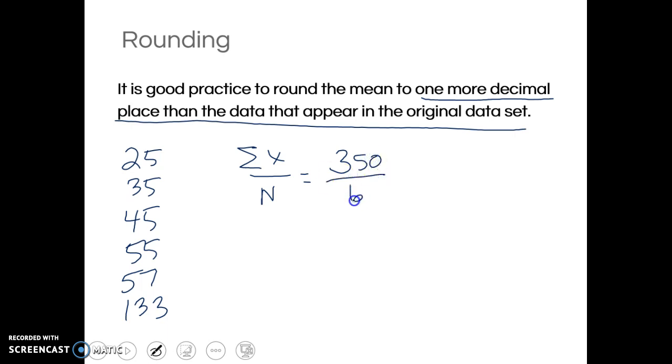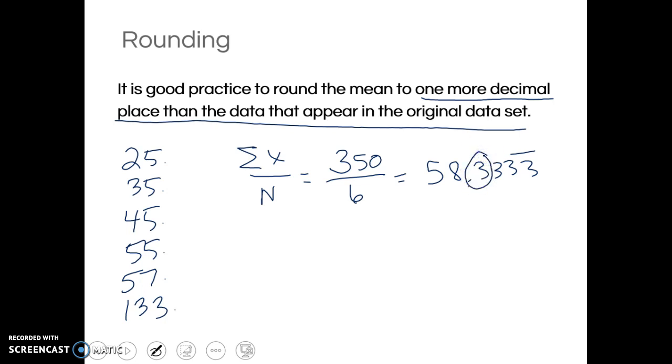And then we have 6 numbers. So when we divide that out, you get 58.3333 repeating. So the rule is to round to one more decimal place than the data that appear in the original data set. So each of these, the decimal comes at the end. So we don't have any decimal places after that. The number in the first decimal place after the decimal is 0, which we don't have to write. So that means these are just whole numbers. There's no decimal place. So that means we're going to round to the first decimal place.